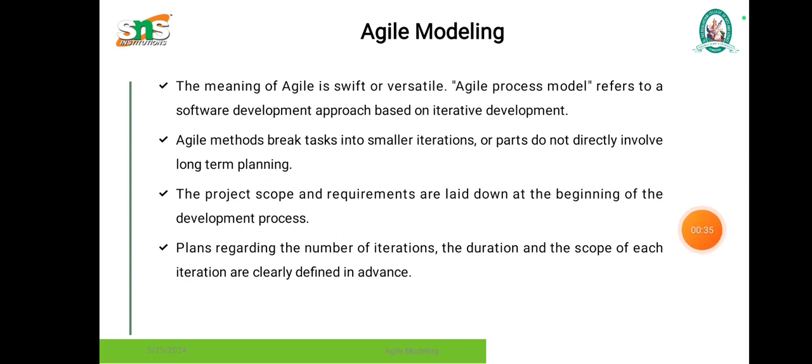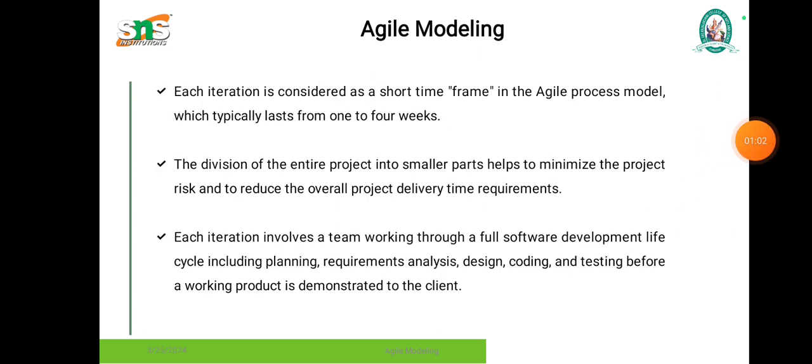The Agile methods break down the project into smaller iterations or parts and do not directly involve long-term planning. The project scope and the requirements are laid down at the beginning of the development process. Then the plans regarding the number of iterations, the duration, and the scope of each iteration are clearly defined in advance. Each iteration is considered a short time frame in the Agile process model, which typically lasts from 1 to 4 weeks.